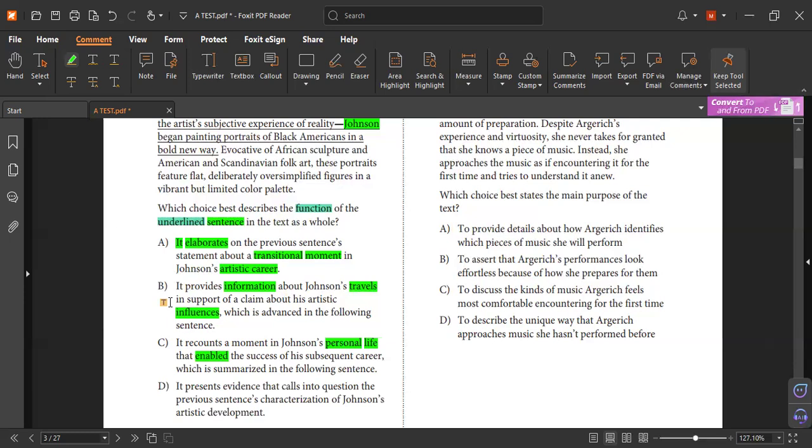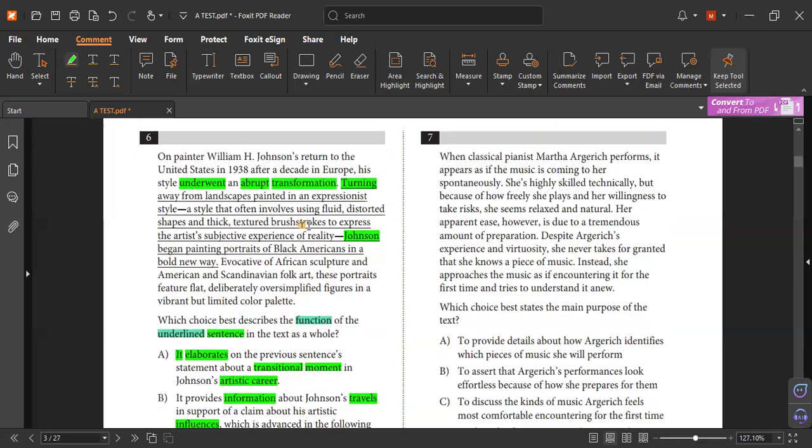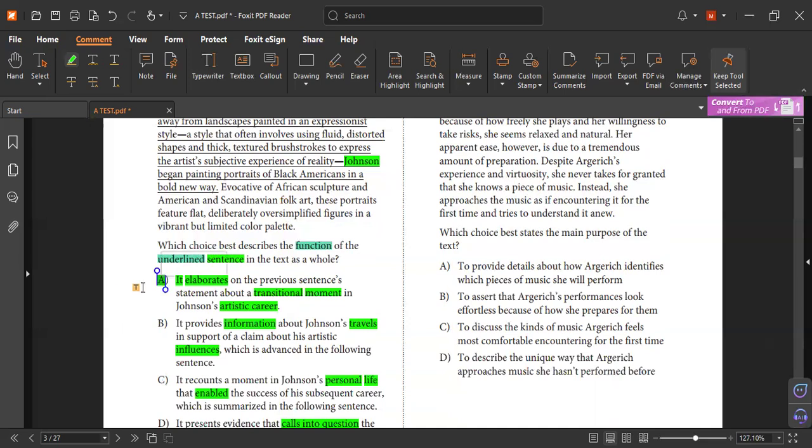This is another way of making answer questions. So it's not related to the paragraph. Again, look, it presents evidence that calls into question. And what does question mean? It means doubt. Do we have any doubt here about the sentence's characterization of Johnson's artistic development? There is no doubt here about that. Yes or no? Yeah. That is right. So that means A is support.